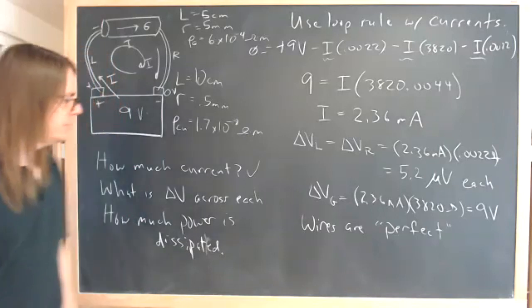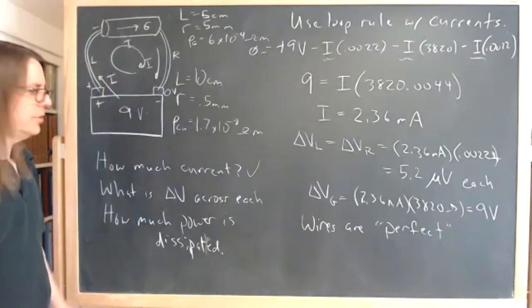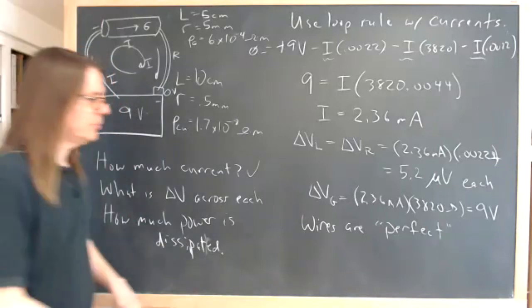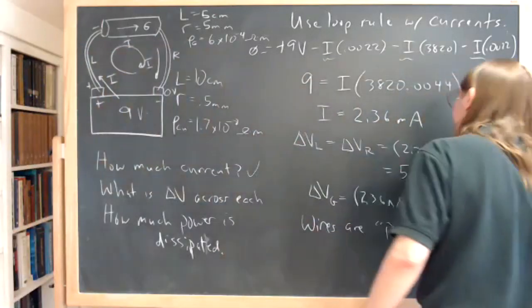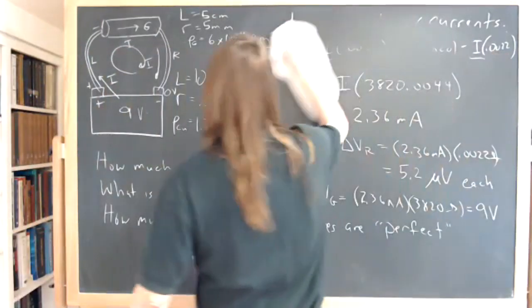But there was one more question here. How much power is dissipated? We haven't talked about power yet. Let's look at power real fast. It's a very simple formula.